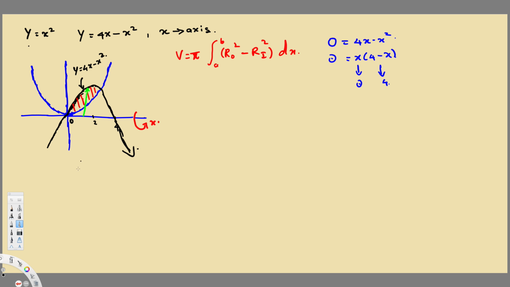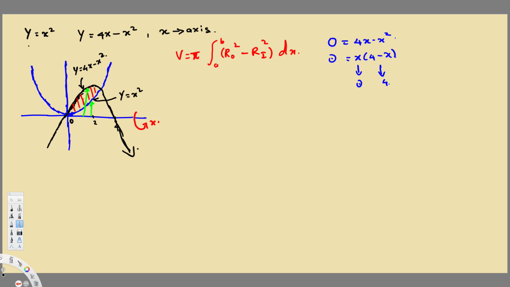So let's see how we can find the inner radius. The inner radius is wherever the line touches first. So here this touches first, so this is going to be the inner radius. We know that the function of this line is y is equal to x squared, so x squared is going to be the inner radius. Since we want everything in terms of x, and we have this one in terms of x, we don't have to do anything. So let's go ahead and write this function, and we have to find the limits of integration.